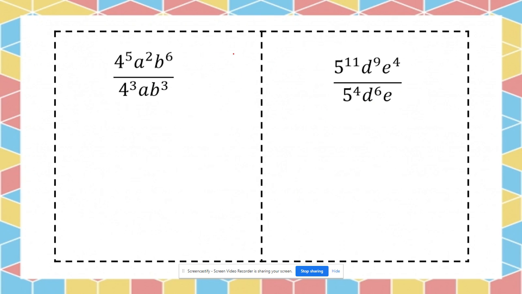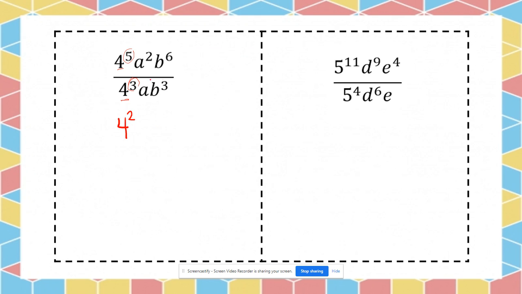For this problem, it looks similar, but it's a little bit different because what I notice about my numbers is that they have the same bases. Because they have the same bases, the same rule applies as with my exponents. I'm going to take my exponent of 5 and my exponent of 3, and I'm going to subtract. So if I do 5 minus 3, I get 2. That means this has a base of 4 and an exponent of 2.